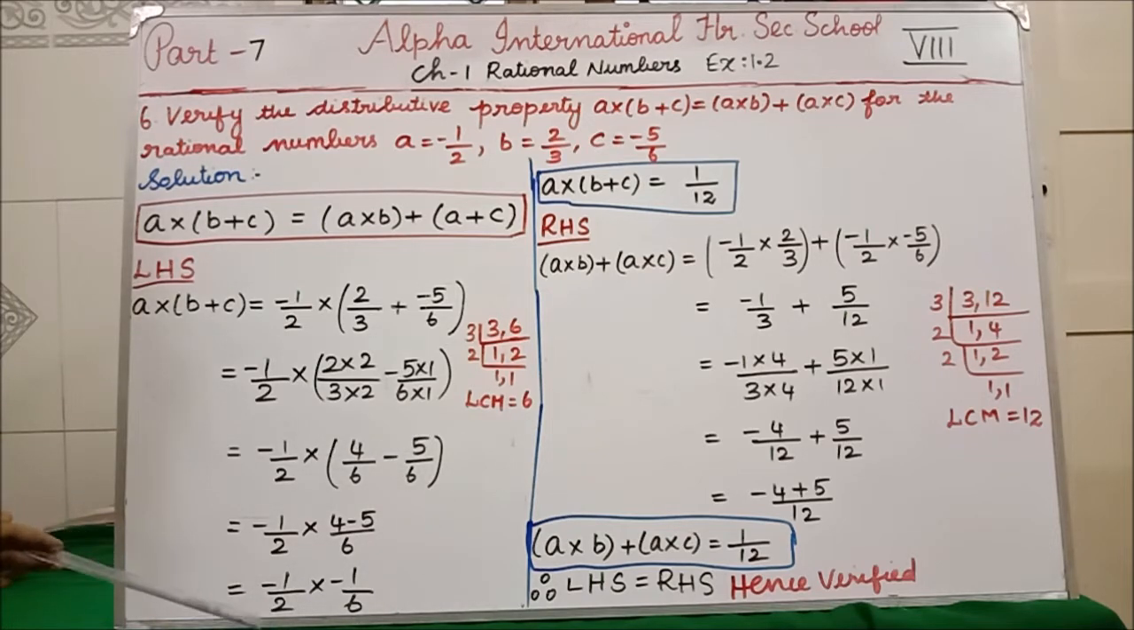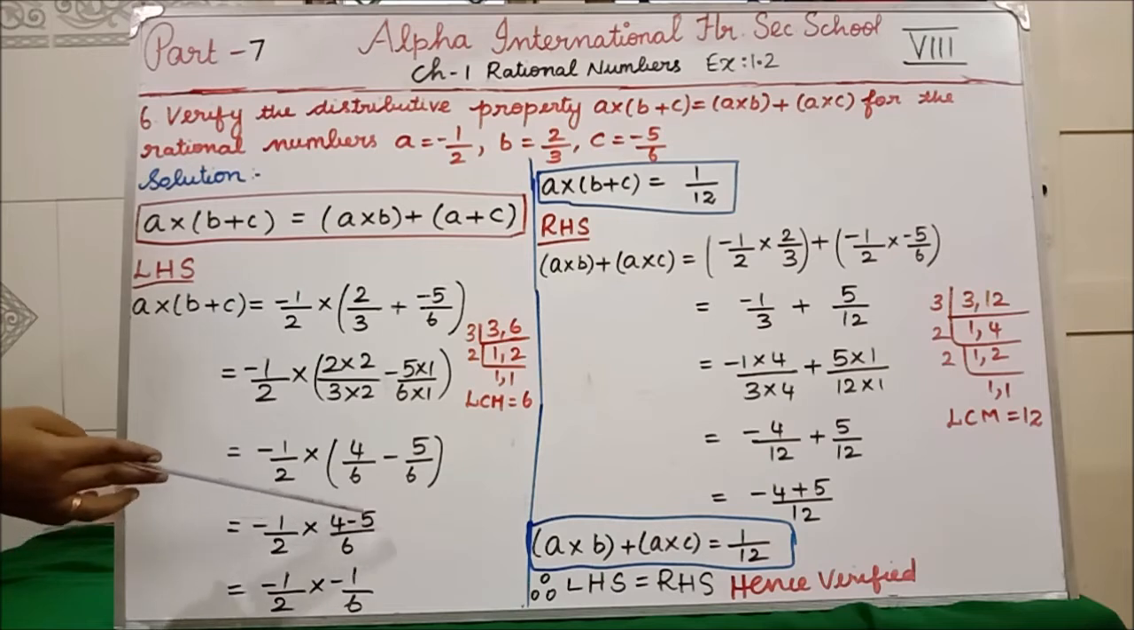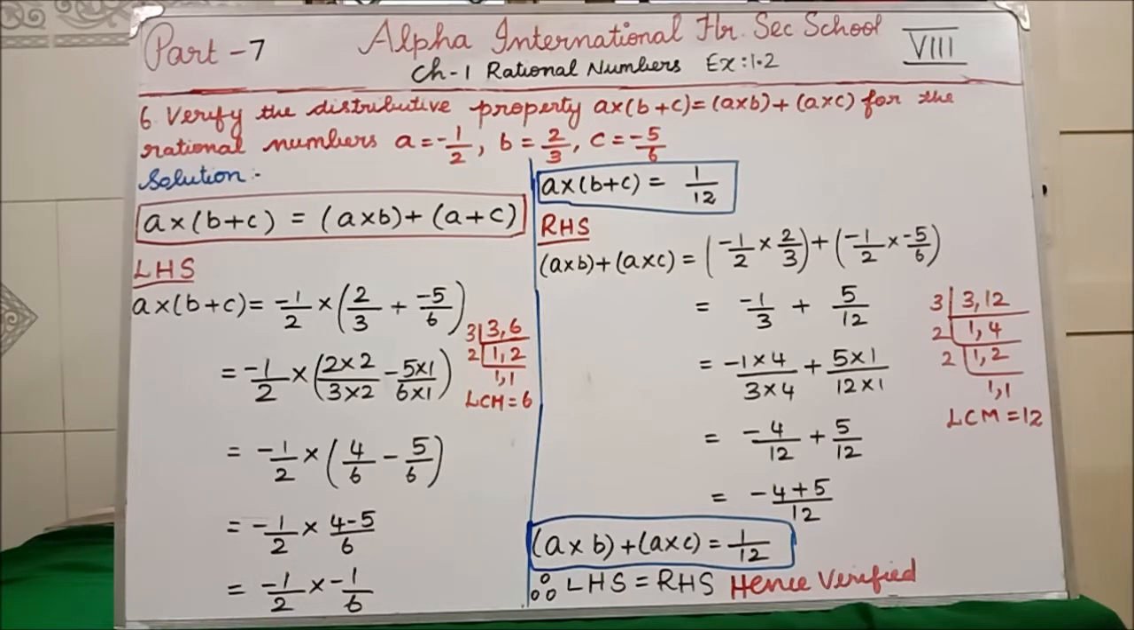Here minus 1 by 2 into (4 minus 5) is what? 4 is positive, for 5 we have minus, so plus minus is what? Minus. After subtracting we have to see the greater number's sign. Okay, that you should not forget. Now 5 minus 4 is 1.